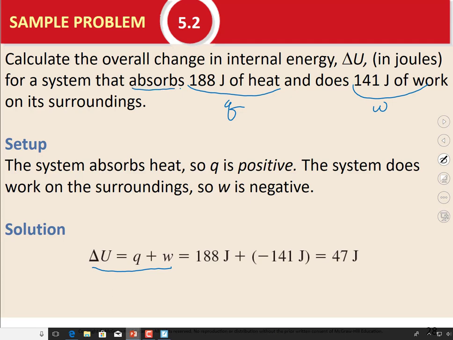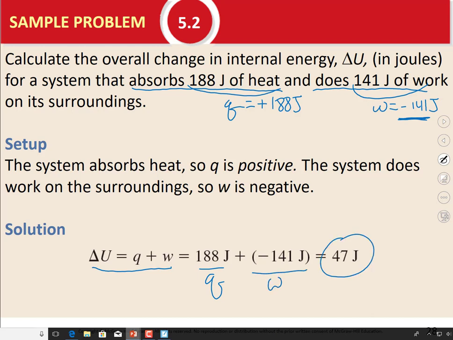The system absorbed 188 joules of heat. So is Q positive 188 or negative 188? Positive, good. The system does 141 joules of work on its surroundings. So is work positive 141 or negative? Negative, good. Negative 141 joules. So before we add them together, we needed to make it negative. So once we have the positive Q, our heat, and our negative W, our work, we can add up and get our final answer, which is 47.